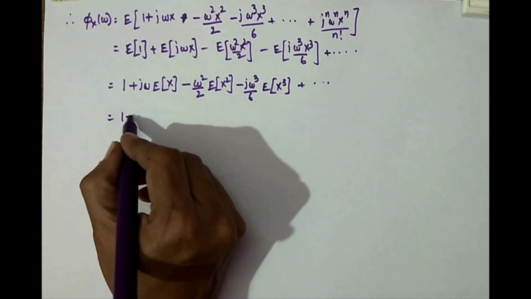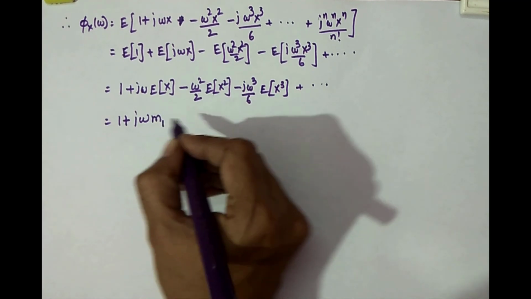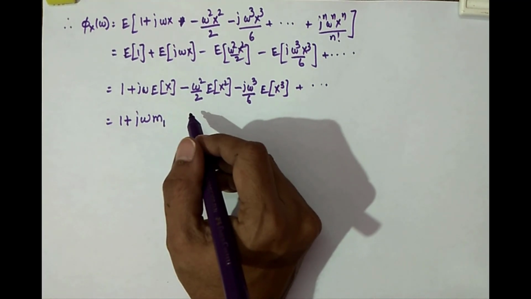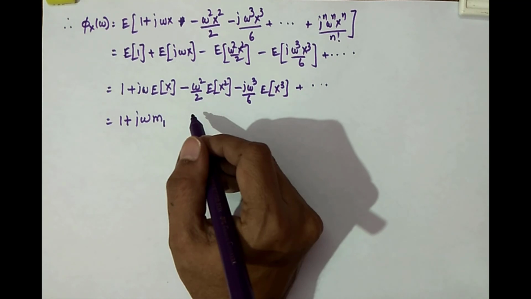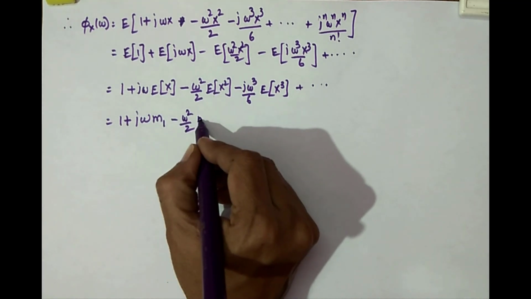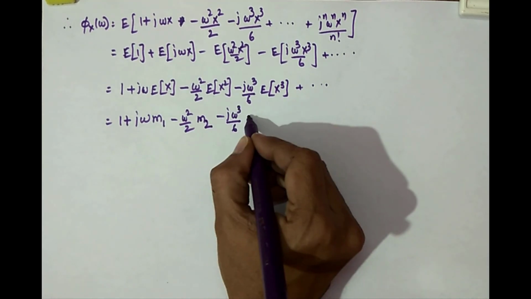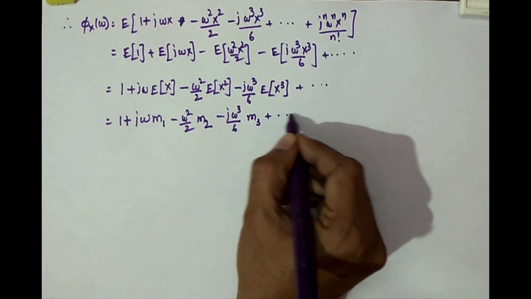So now 1 plus j omega. What is E of x? m1. If you want, you can verify this in moments about origin. Minus omega square by 2 E of x square is m2. Minus j omega cube by 6 E of x cube is m3 and so on.